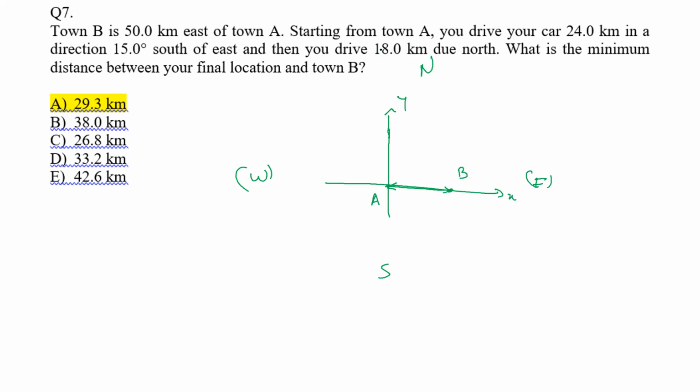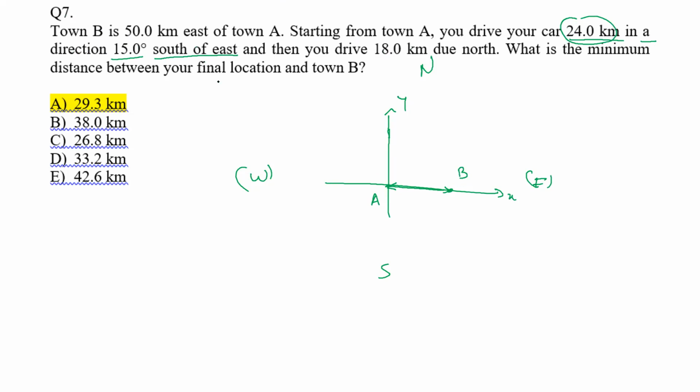Now, you start from town A and you drive your car 24 kilometers in a direction of 15 degrees south of east. So let's look at the direction first. I gave you the magnitude of your first displacement, 24 kilometers. Now, what is the direction of your first displacement? 15 degrees south of east.